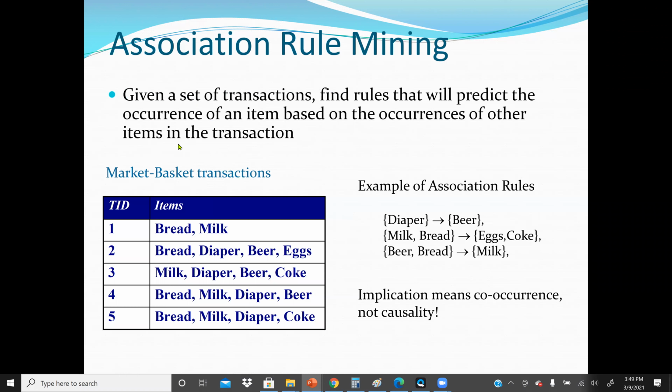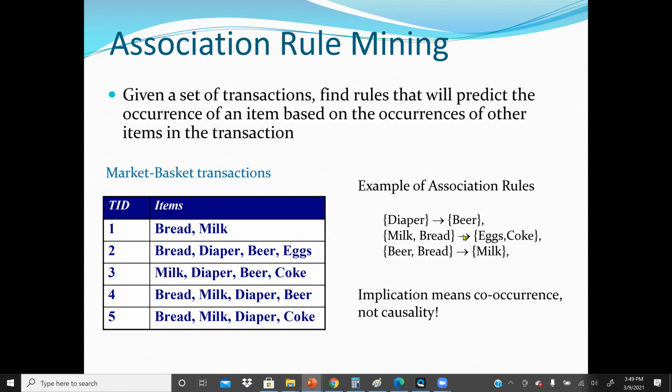And we're going to start with an example here. So here we have an example of a grocery store, 5 transactions. Each transaction is what a customer purchases. So our goal here is to generate association rules, such as what is the possibility that if a customer buys a diaper, he will also buy a beer. Or when a customer buys milk and bread, he will also buy eggs and Coke. Or when a customer buys beer and bread, he also buys milk.